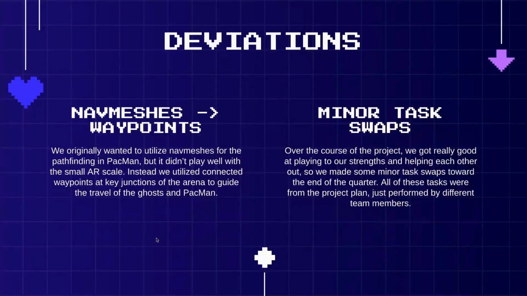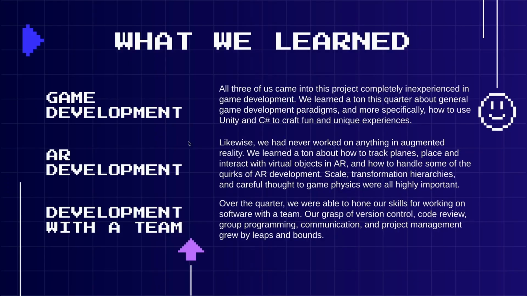Alright, hope you enjoyed learning about the awesome stuff Rosemary and Phil worked on. Let's talk about the deviations from our project plan now. First up, we have the switch from nav meshes to the waypoint system I discussed in my development section. And we also had some minor task swaps toward the end of the quarter for the sake of efficiency and playing to our strengths. These tasks were still part of the original plan, they were just carried out by different teammates.